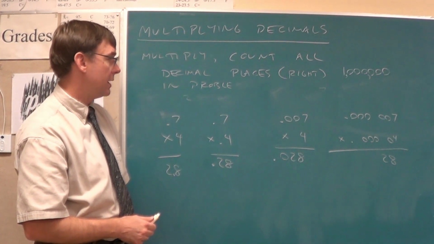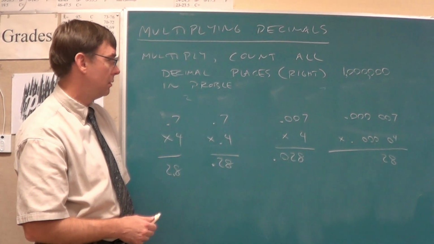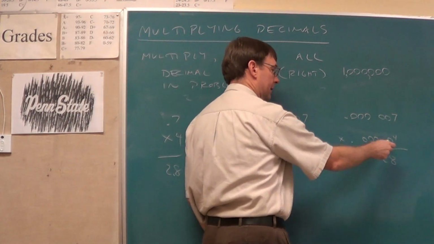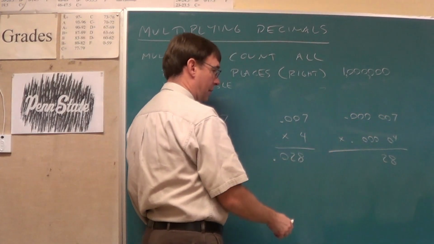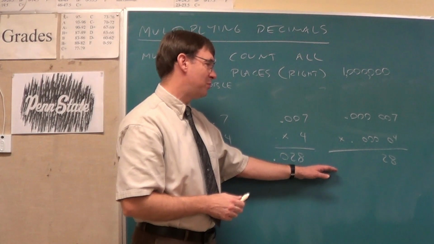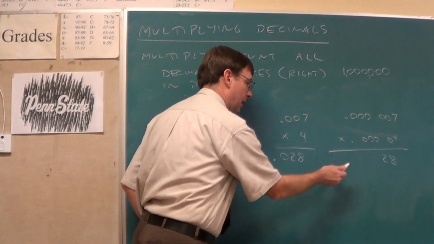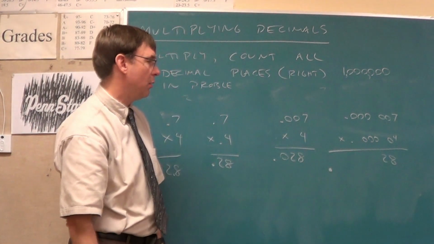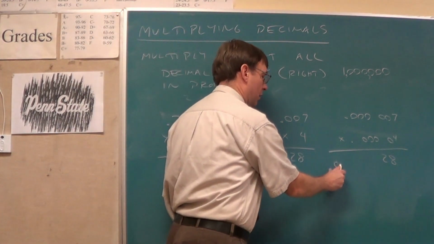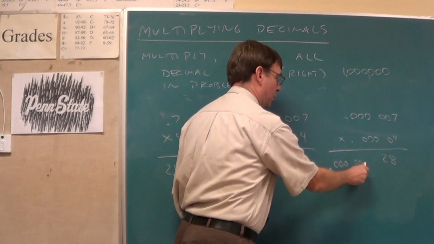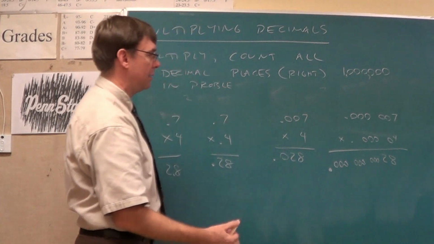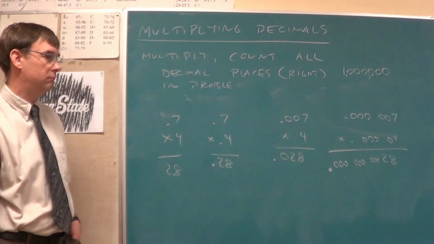8. Recount. Wait, 9. Recount. 11. 11. 3, 6, 9, 10, 11. All 11 of those numbers count. So if we're going to try to get ourselves 11 positions, we need a decimal and then 11 positions. How are we going to create 11 positions worth? 9 zeros. So I go 000, space, 000, space, 000, space, 28, 9 zeros. There we go.